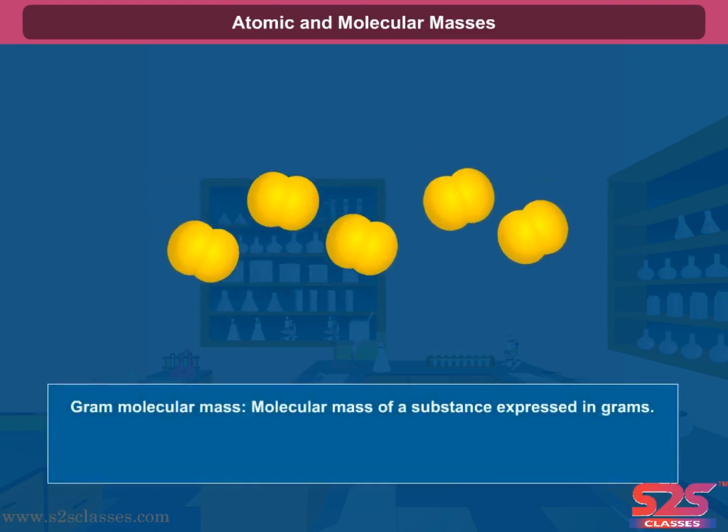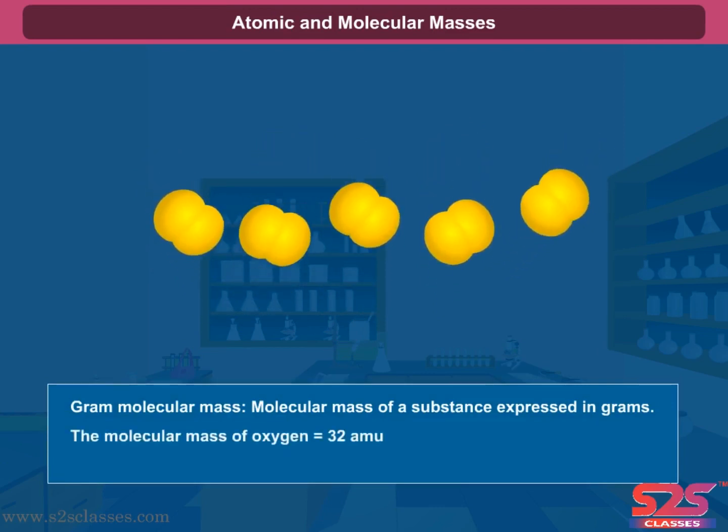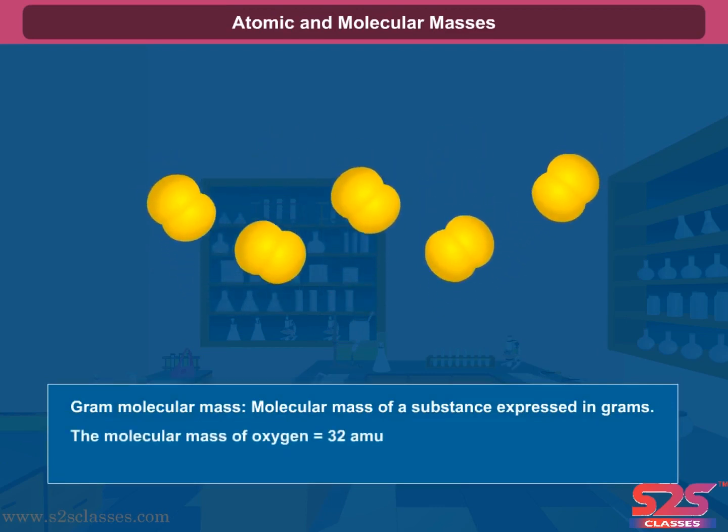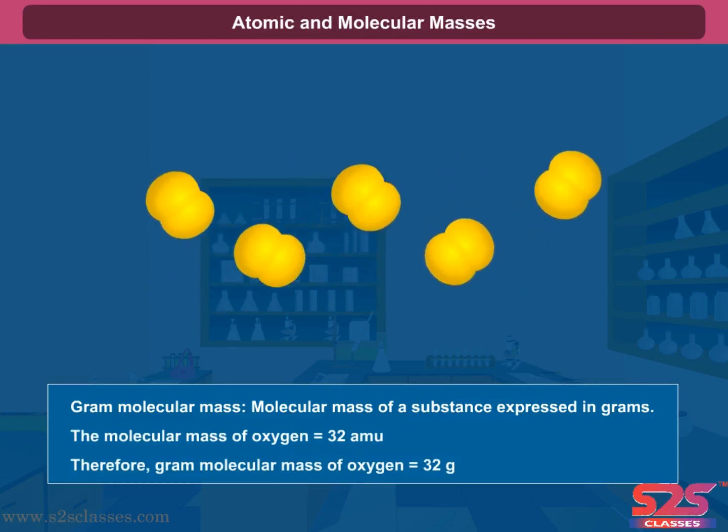Molecular mass of a substance expressed in grams is called gram molecular mass. For example, the molecular mass of oxygen is 32 AMU. Therefore, gram molecular mass of oxygen is 32 grams.